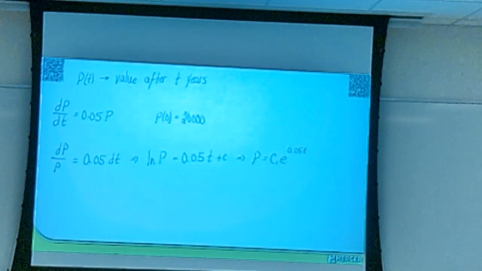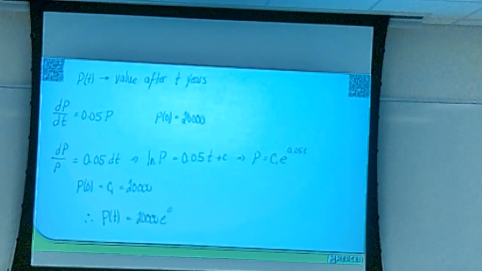Using the P of 0, we're just going to get C1, just 20,000. We get 20,000 e to the 0.05 t.